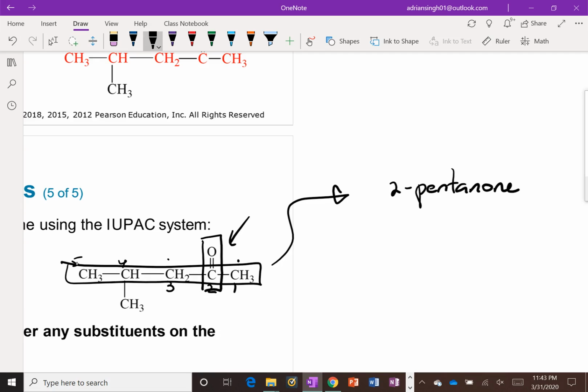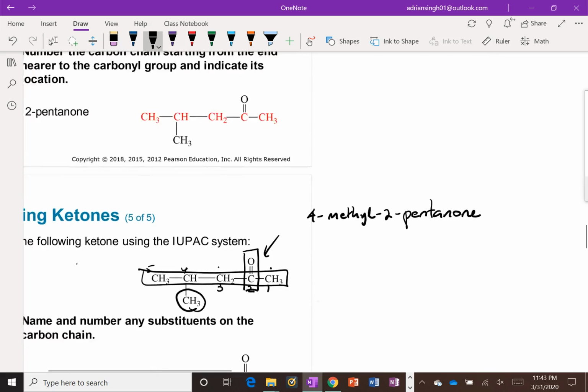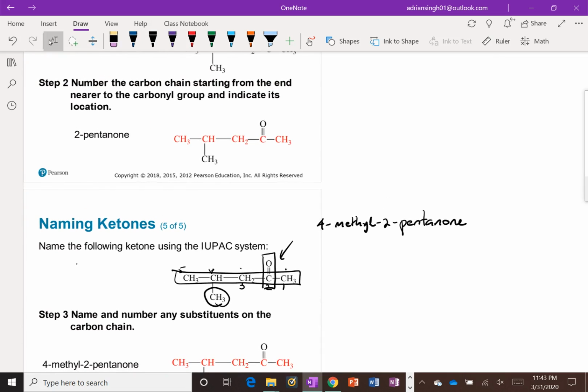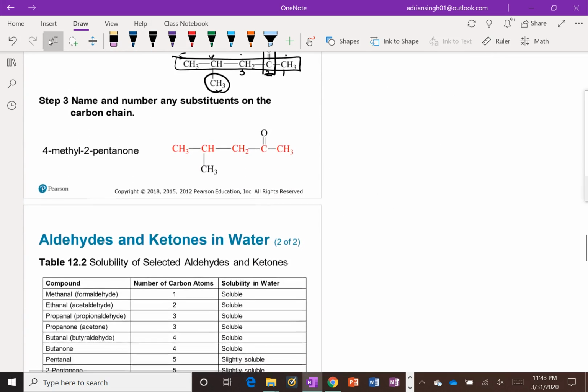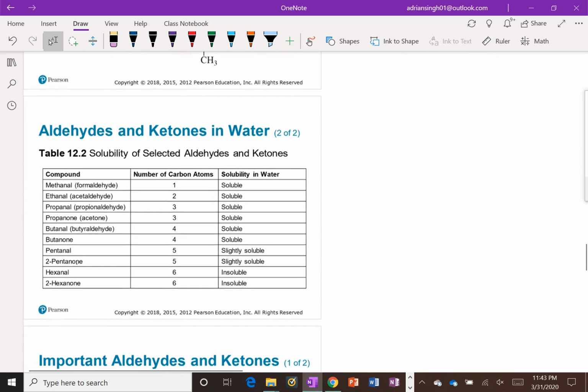And then, right, what you can also see here is that in addition to the carbonyl, we also have a methyl on carbon 4. So this would be 4-methyl 2-pentanone. All right, and that's systematically how you want to approach the naming of the ketones.